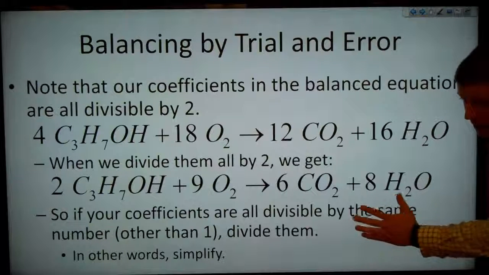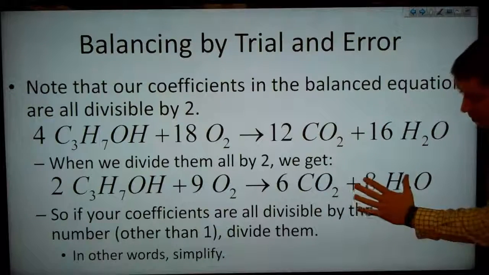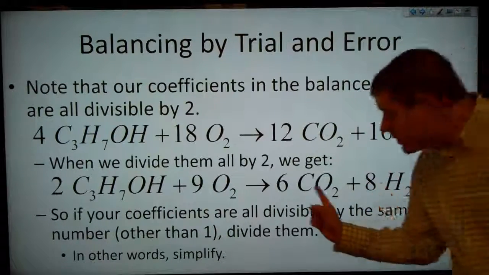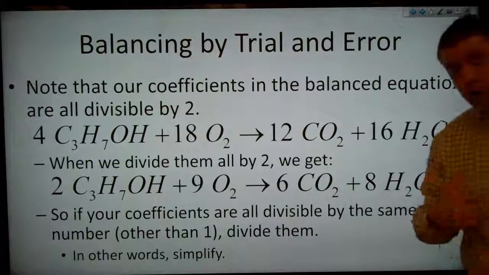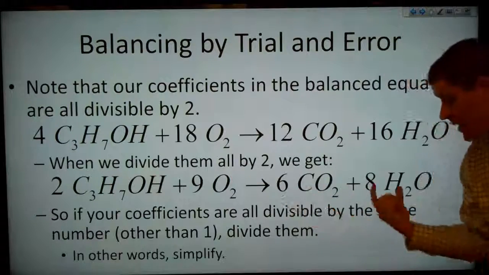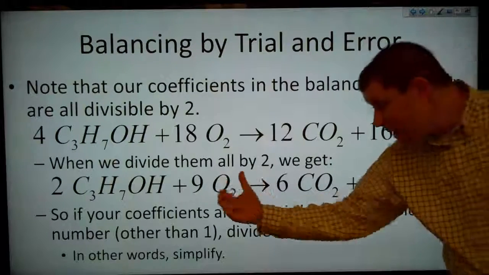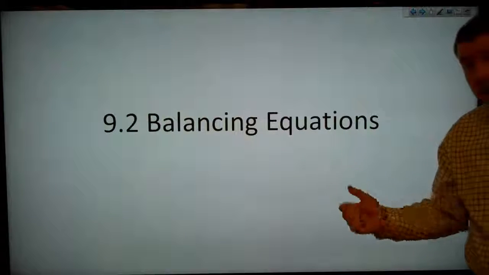In other words, simplify your equation after you've balanced it to make sure that now these coefficients, the 2, 9, 6, and 8, are no longer all divisible by the same number except for 1. Note that 2, 6, and 8 are divisible by 2, but 9 is not divisible by 2. And that was balancing equations.